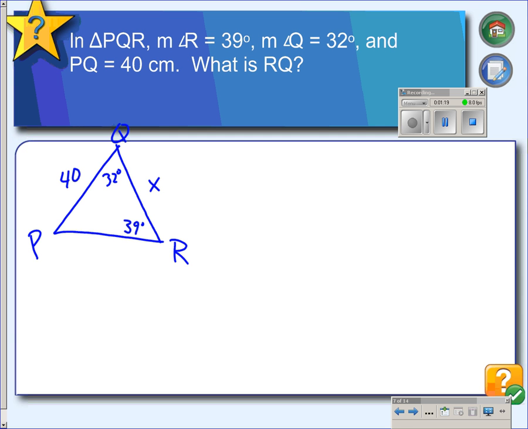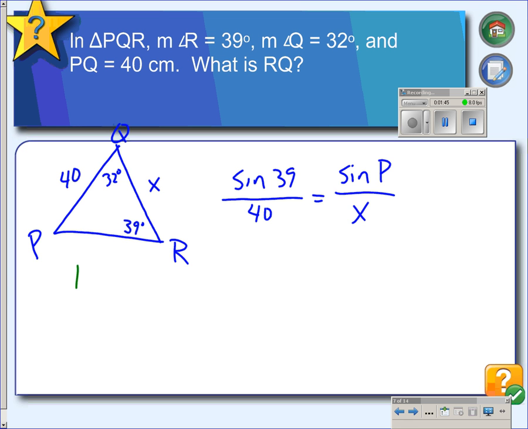So we can set up our ratios. We know that the sine of 39 degrees over 40 is going to be equal to the sine of angle P over X. But here we have two variables, P and X, and we can't have that. So we're going to have to find the measure of angle P.